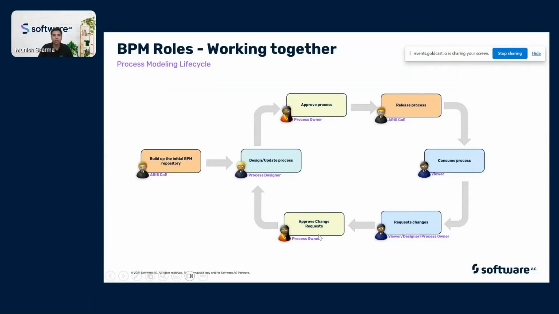The change request goes off to the process owner, who can then approve or reject that change. If it is approved, then the cycle goes on again. So the process designer goes in and starts making the change, and it goes through an approval cycle. So this cycle repeats itself time and again in order to optimize our processes and ensure they are fit for purpose.